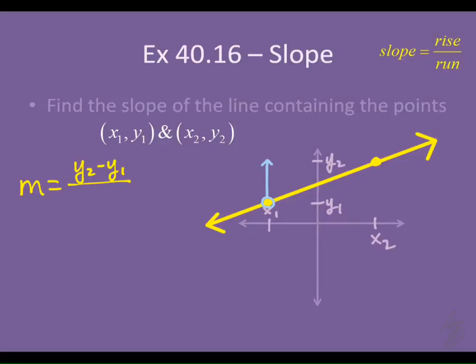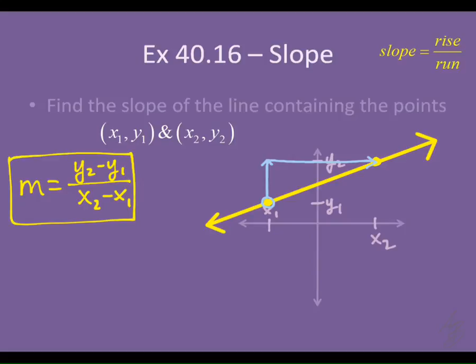All right, and now once we've gone up to y2, now we're going to go which way? We're going to go to the right. And how far to the right do we go? We're going from x1 to x2. So how far is that? x2 minus x1. And guess what this is right here?